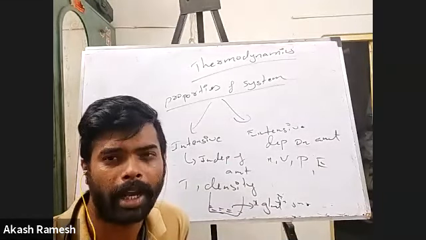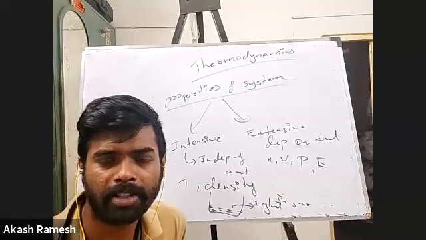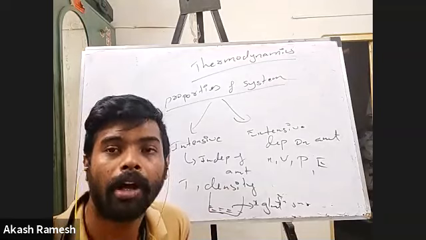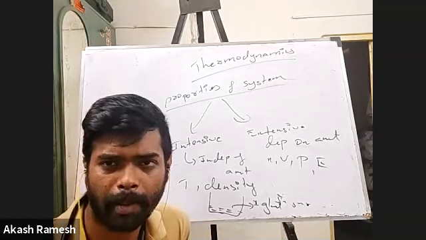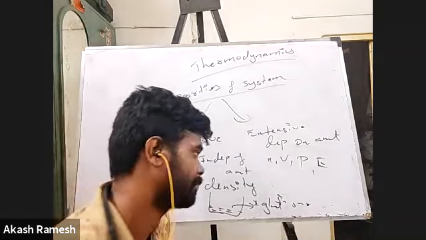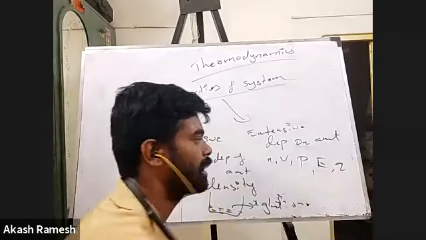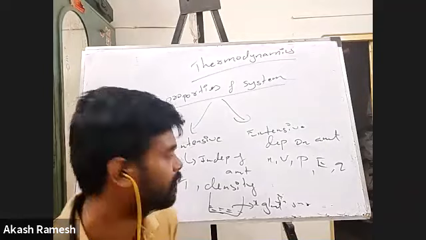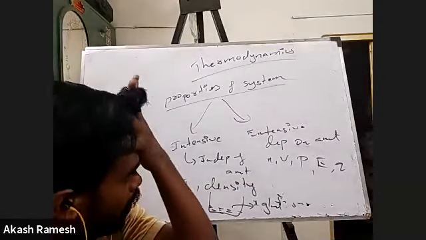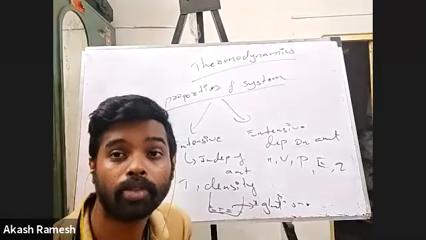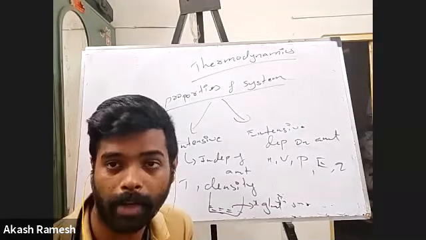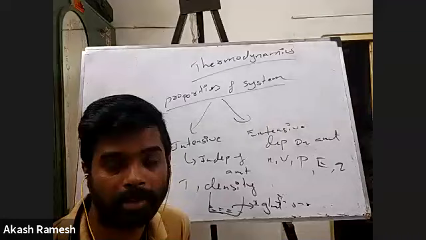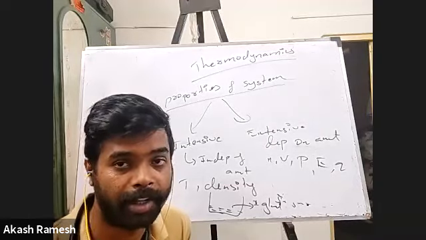Again, what is the use of describing a system? You will be able to predict how the system will behave if, for example, it is given some amount of heat. Heat, again, I told you, is energy, so heat is also an extensive property. Anyways, it will be used to predict how the system will behave in certain situations, if you know all these properties, right?